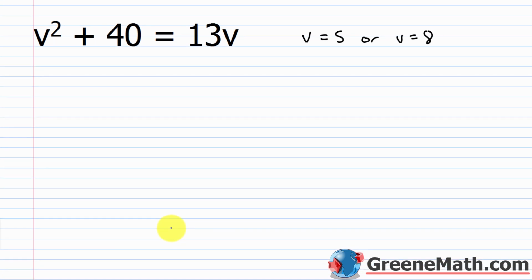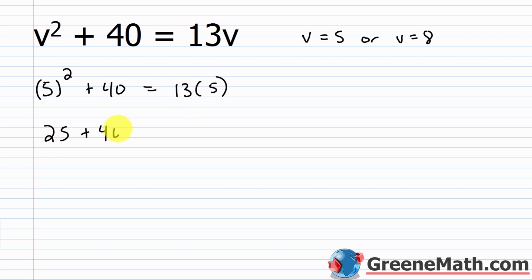Okay, so let's check this now. I'm going to start out by plugging in a 5 for each v. So I would have 5 squared plus 40 is equal to 13 times 5. 5 squared is 25, so I'd have 25 plus 40 is equal to 13 times 5, which is 65. 25 plus 40 is 65, so you get 65 equals 65. So the first one checks out. Let's check out the second one.